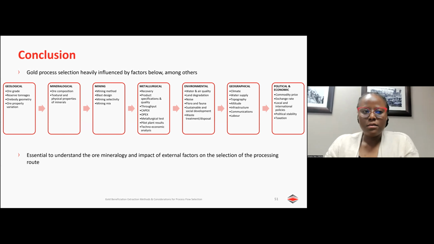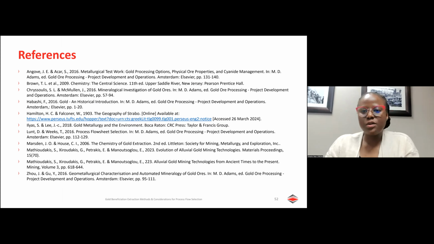Okay, then I just want to end off here with a list of references that I used in compiling this presentation, and I would recommend reading these books. Some of them are journals as well, just to get a nice basic understanding of the different beneficiation methods and the process selection process that you follow.